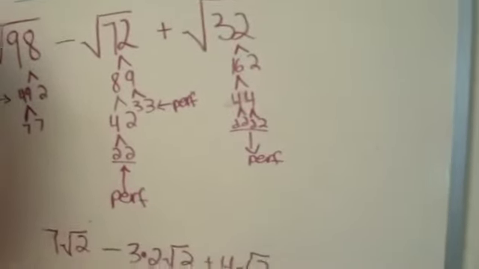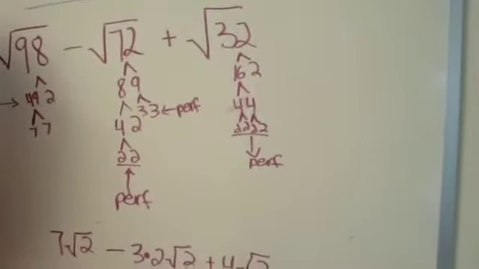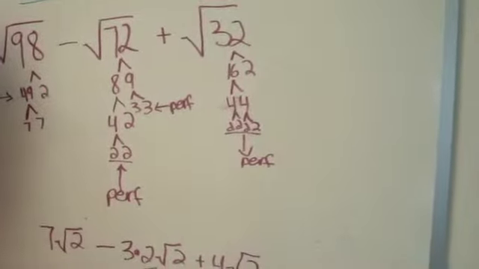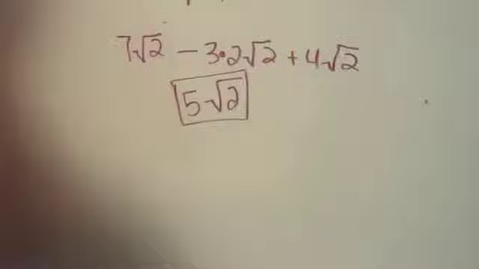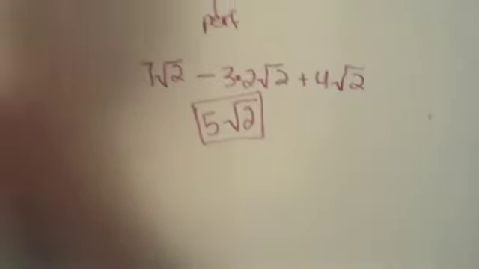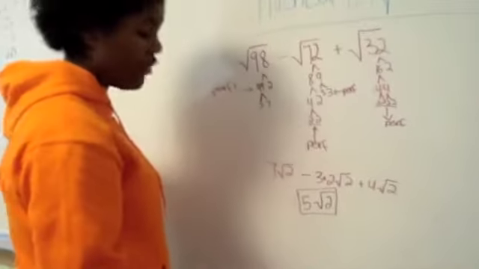16 is a perfect square and becomes 4, leaving 2 as the radicand. So your final equation is 7 times the square root of 2 minus 6 times the square root of 2 plus 4 times the square root of 2. You add and subtract, and you get 5 times the square root of 2.